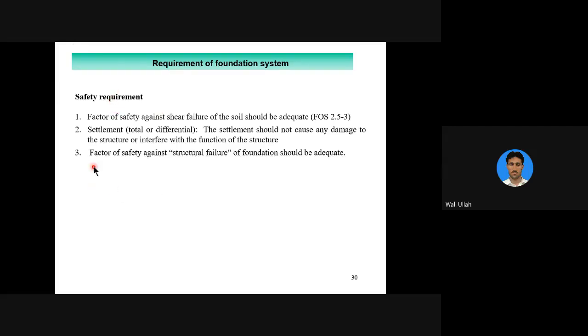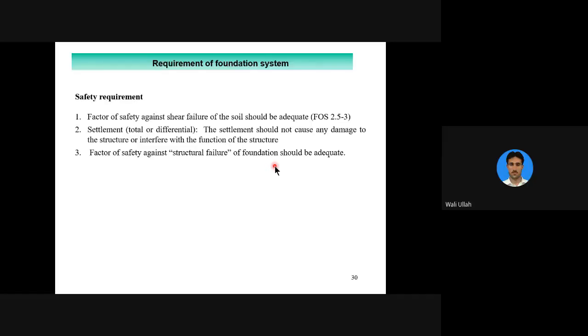Structure requirement of the safety is there should not be any structural failure in the foundation. There should not be some flexural cracks in the foundation itself, because foundation takes the load from the superstructure and gives it to the soil.